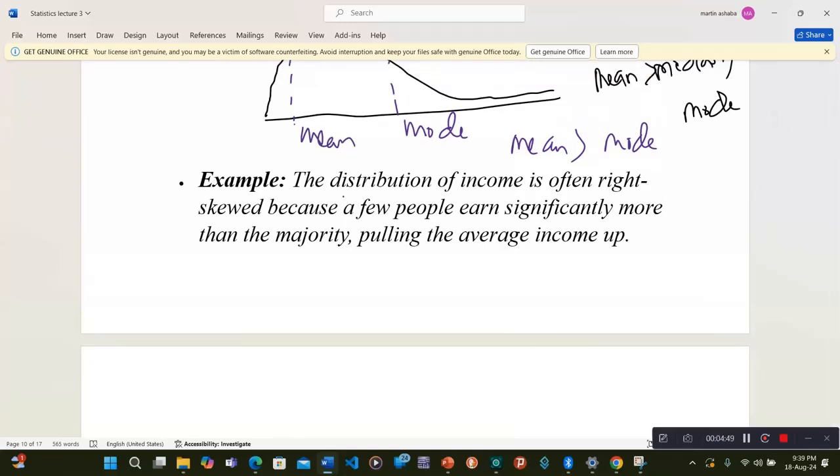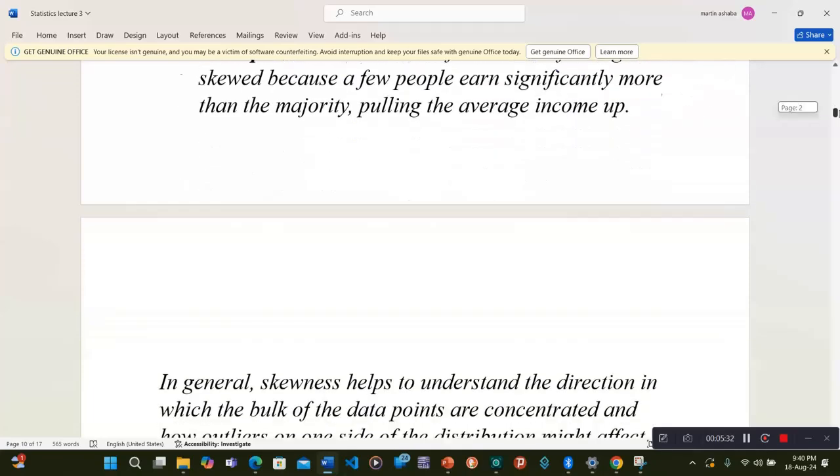This distribution can be seen in the distribution of income. For example, a few people in a city own much of the income of that city. The mean income is going to be high because a few people own the biggest share of the income, whereas the other hustlers are very many but earning less. So this kind of distribution is seen in income where a few people earn significantly higher than the majority.